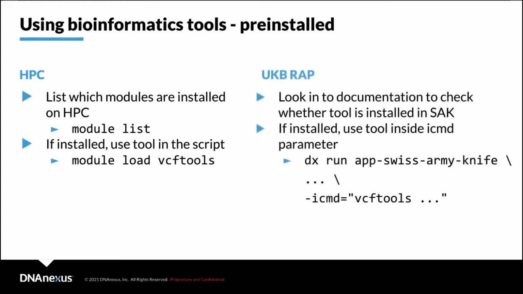With UKB RAP, when we are using Swiss Army knife, you will look into documentation to check whether the tool is installed in Swiss Army knife. And if it's installed, you will just run dx run app Swiss Army knife, and we'll be digging much more into that in a few slides. And we have an icmd parameter, which is a command line parameter, and there you will be just using the tool without any installation. So this was about pre-installed tools.